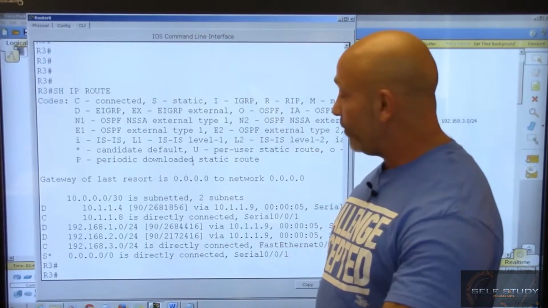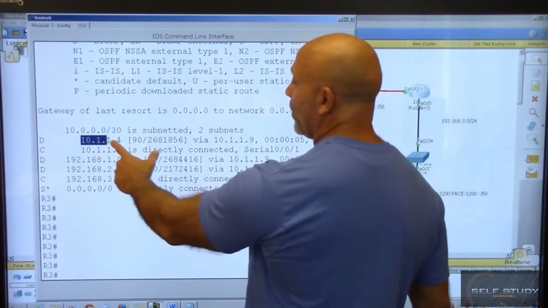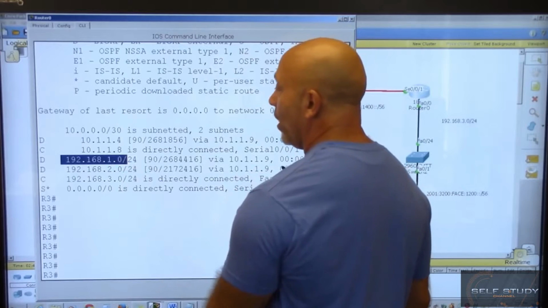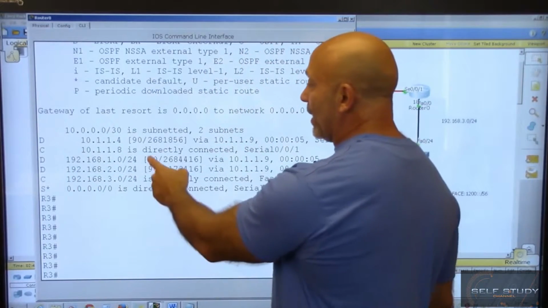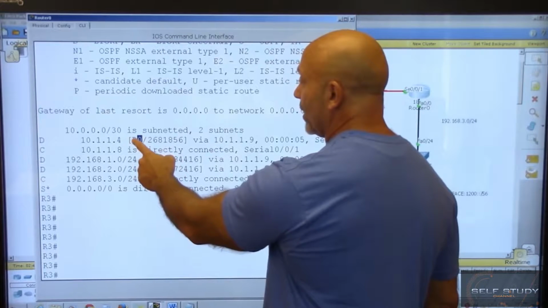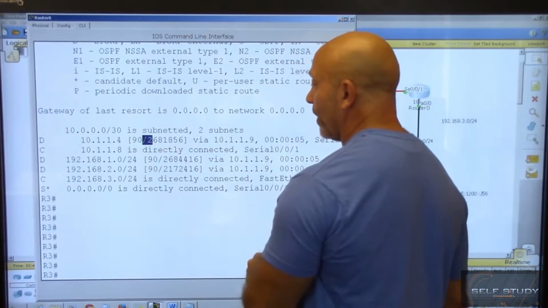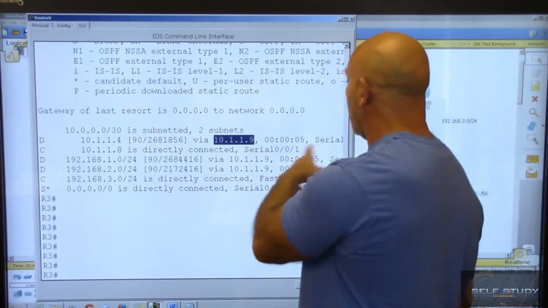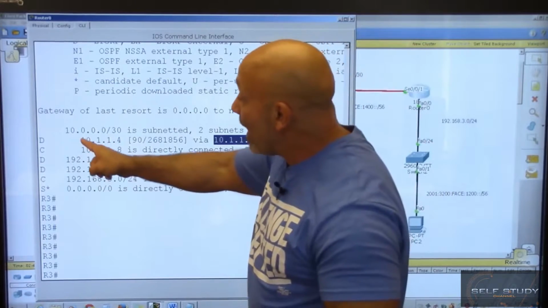Hey, look at that. Now we got D's. We got D's for the 10.114. We got a D for the 1.0 network. We got D for the 2.0 network. Outstanding. There's the administrative distance. There's my metric right here. And I'm learning it again via the 10.119, which is the neighbor over here, on my 0001. So you read it the same, but now it's D.